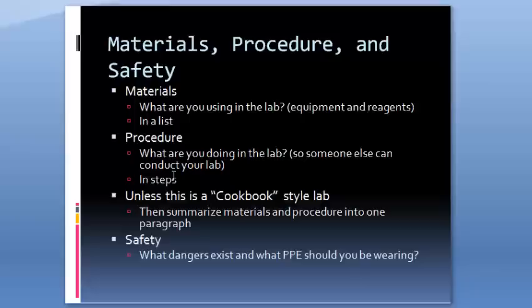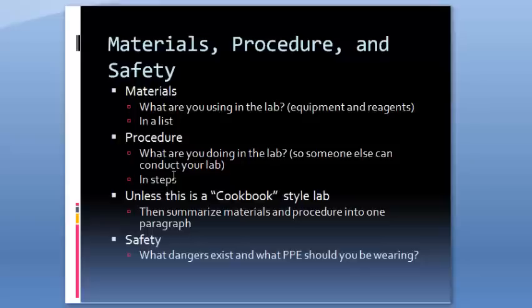The next part of the pre-lab work are materials, procedure, and safety. So for the materials, what are you using in the lab? Usually we split it into two categories: equipment, which would be glassware, glass stirring rods, thermometer, and what are called reagents, or the chemicals that we're going to use.